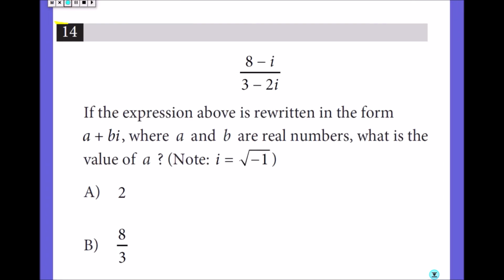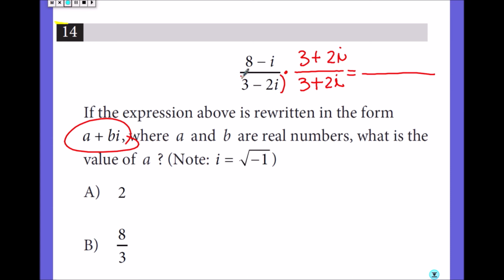14. If the expression above is rewritten in the form a plus bi, where a and b are real numbers, what is the value of a? So in order to write the imaginary number fraction in that way, you have to rationalize it, meaning you have to multiply the top and bottom by the denominator's conjugate, which is the middle sign switching to the opposite. So 3 minus 2i, that's 3 plus 2i, and we're just changing the form of it. So this is 1, so it doesn't change the value of it, but it just changes the format of it.